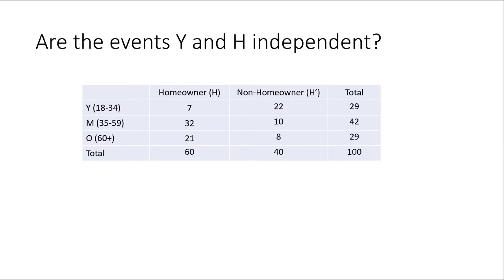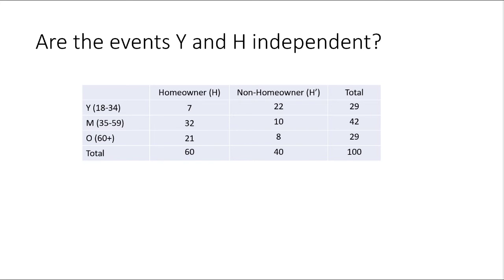So anyway, in this table, we have people broken down by two categories. We have them broken down by age. So we have the younger group, 18 to 34, the medium age group, 35 to 59, and then the older group, 60 and above. And then for those groups, we have people that are homeowners and non-homeowners. So we want to know, are the events y and h independent? First of all, let's think about what that would mean, not even mathematically speaking, but just in general.